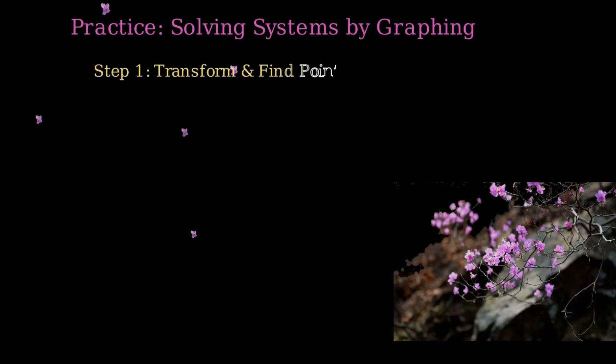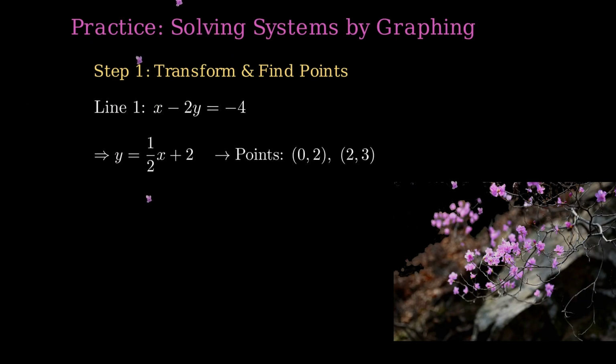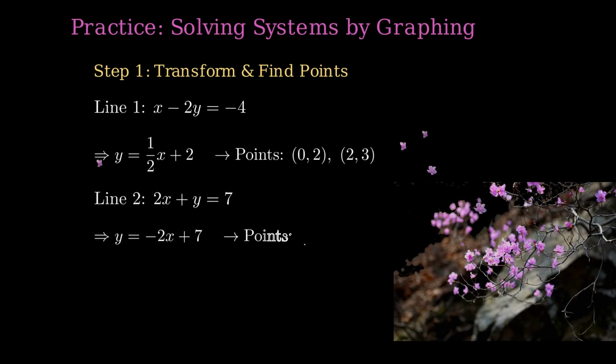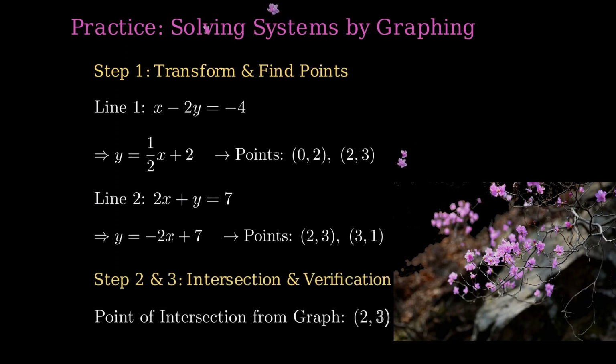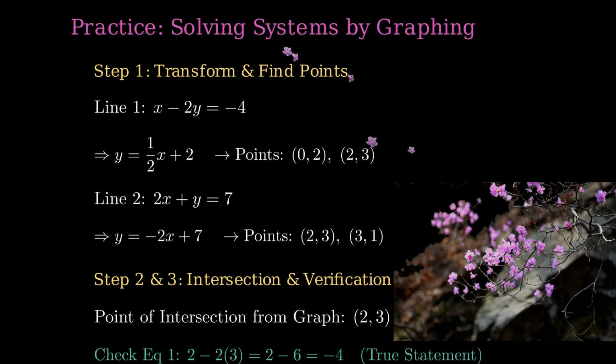Let's practice solving a similar system of equations by graphing. Our system is x minus 2y equals negative 4 and 2x plus y equals 7. In step 1, we rewrite both equations in slope-intercept form to graph them. The first line transforms into y equals 1/2 x plus 2, passing through points 0, 2 and 2, 3. The second line becomes y equals negative 2x plus 7, passing through 2, 3 and 3, 1.